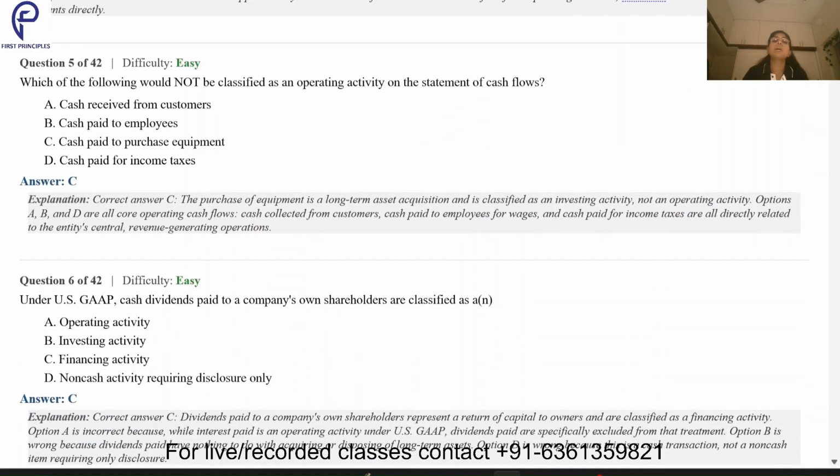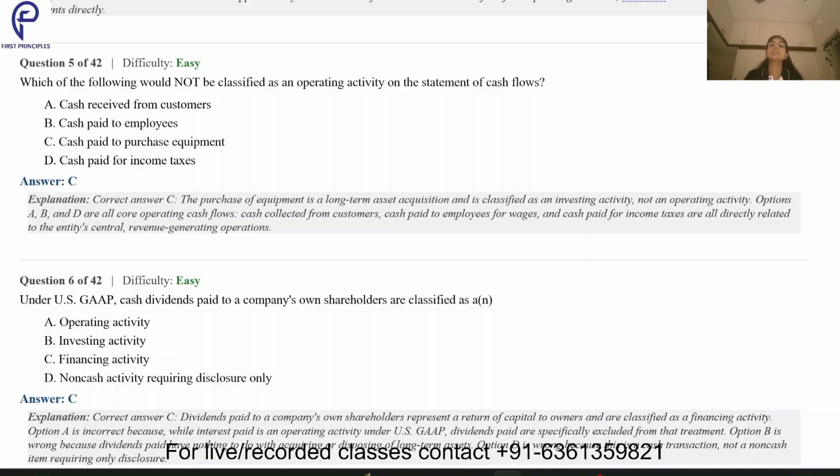Question number 5. Which of the following would not be classified as an operating activity on the statement of cash flows? That means, first of all, which of the line items that we record on the statement of cash flows go under the income statement. So which of these is not classified as an operating activity? So first is cash received from customers. Is it a part of operating activity?